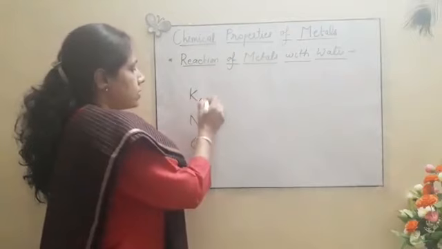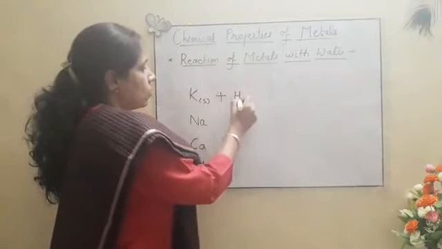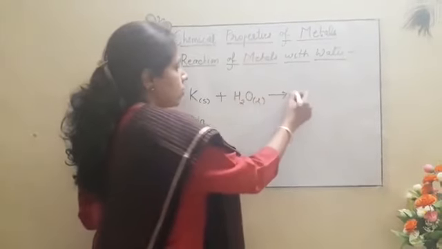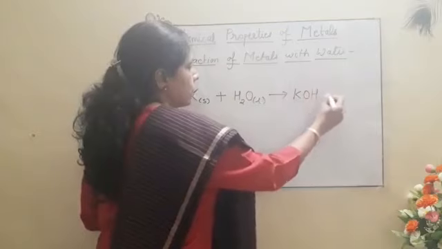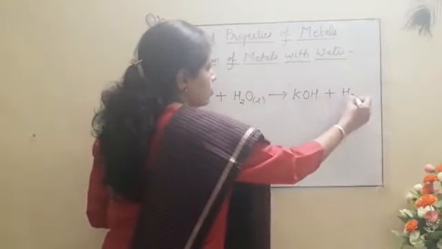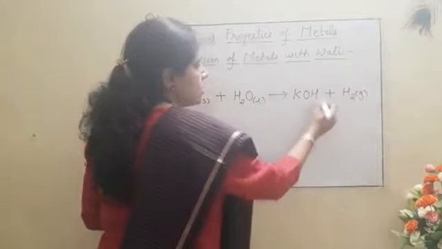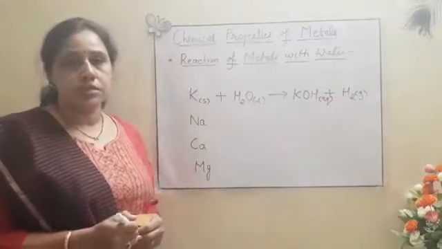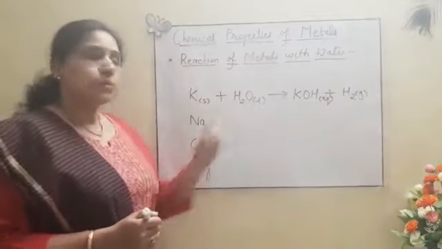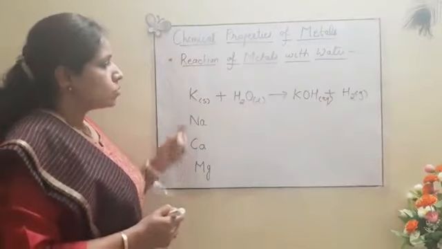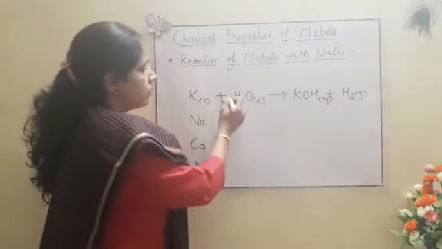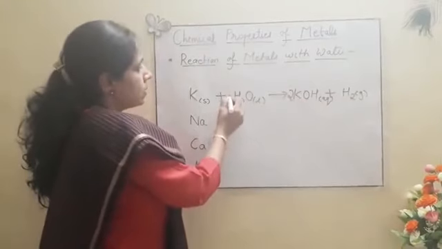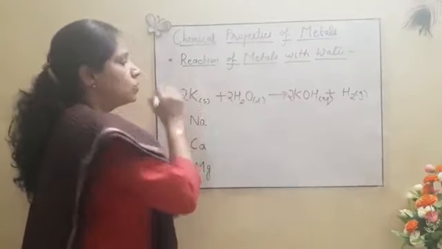Potassium in solid state reacts with cold liquid water to form its hydroxide KOH, and hydrogen gas is also released. Potassium hydroxide will be formed in aqueous form. Now we have to balance this equation. So to balance it, we have to write 2 here. Here also we will be writing 2 and here also 2.